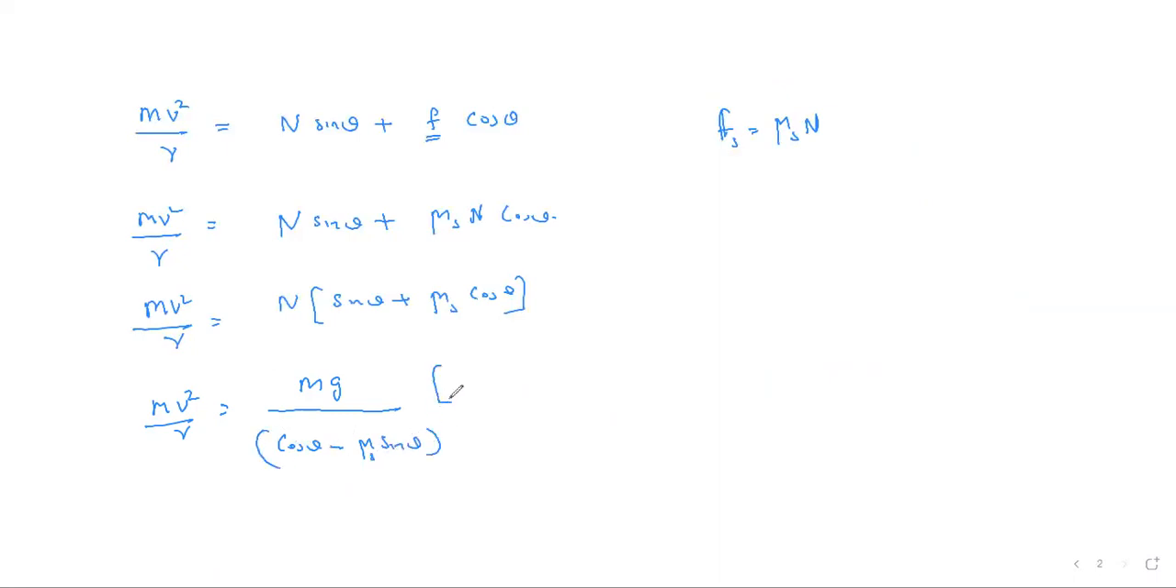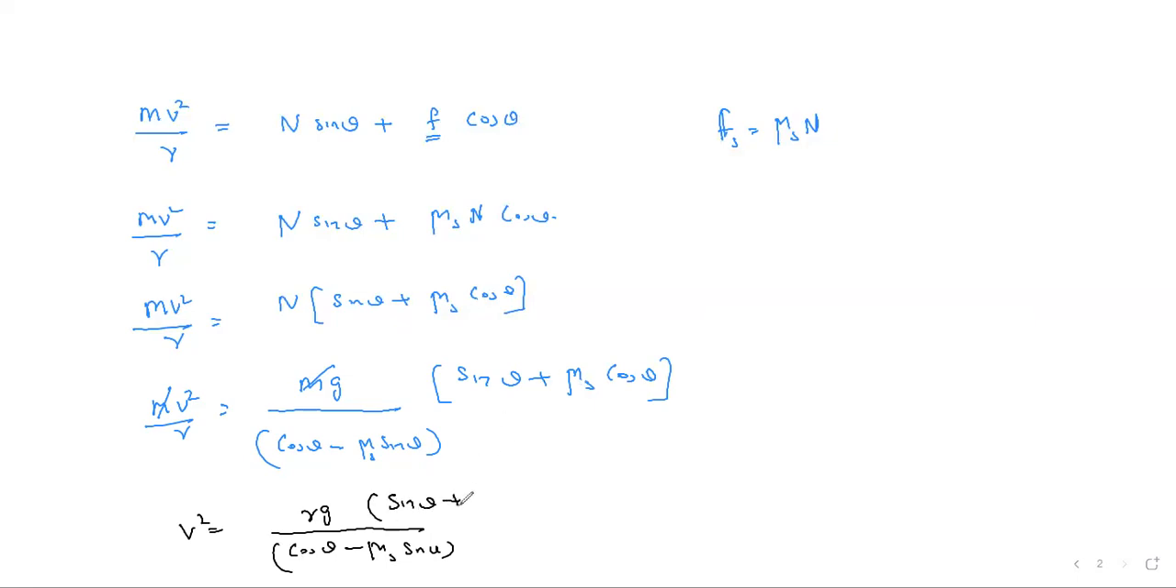And what is the remaining term? Sin theta plus mu s cos theta. So m and m we can cancel. So what is v square from this relation? v square equal to, the denominator r we can cross multiply here. So r into g divided by cos theta minus mu s sin theta in the denominator, and in the numerator, sin theta plus mu s cos theta.